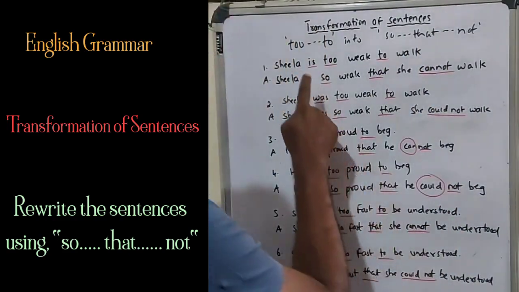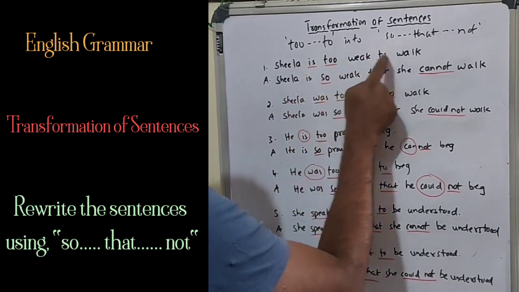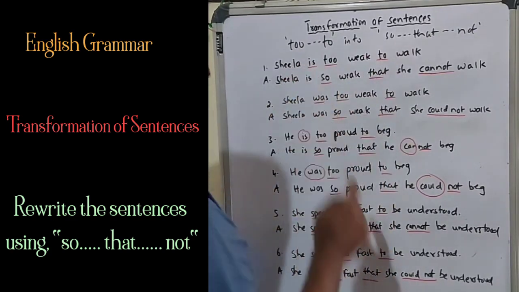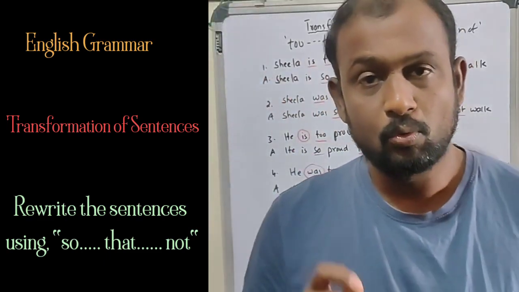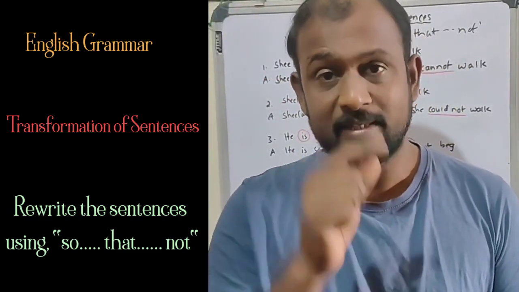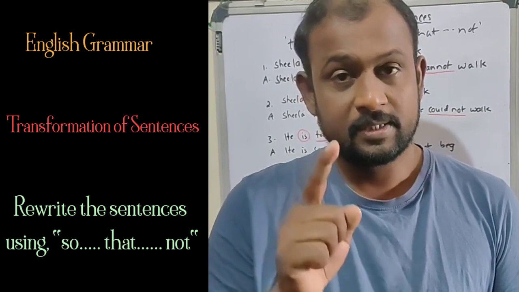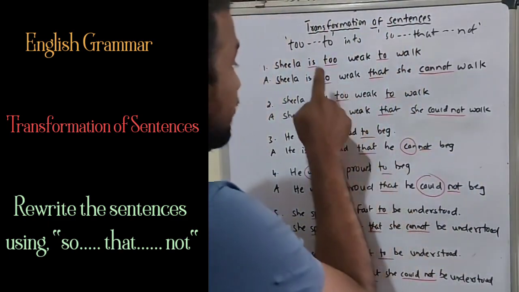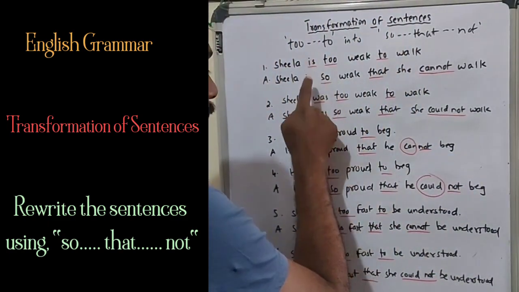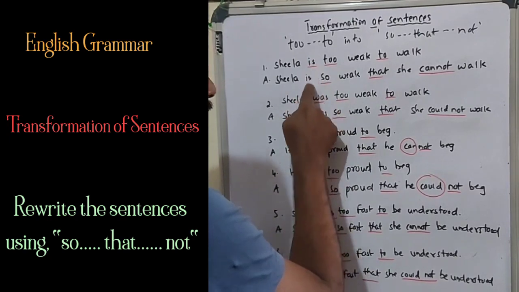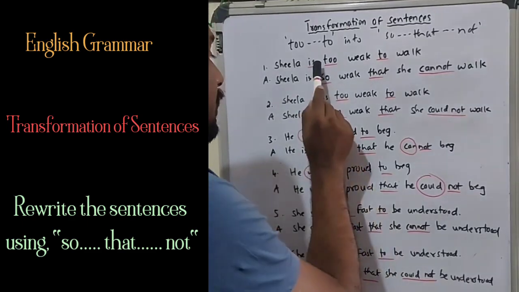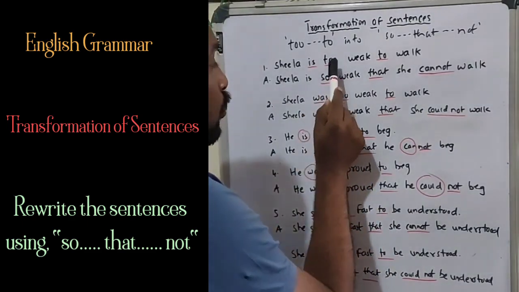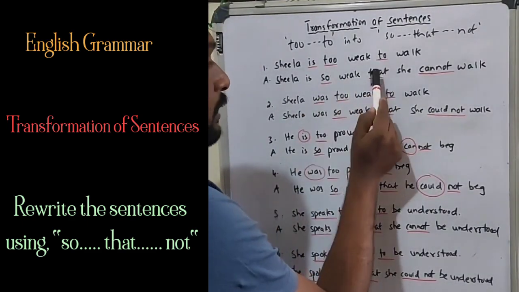See, "Sheila is too weak to walk." Look at this point: "is". This is present tense. As this is present tense, remember you need not make any changes in the tenses. So please retain this helping verb as it is. "Is" must be retained. This "too" becomes "so" and this "to" must become "that ... not".